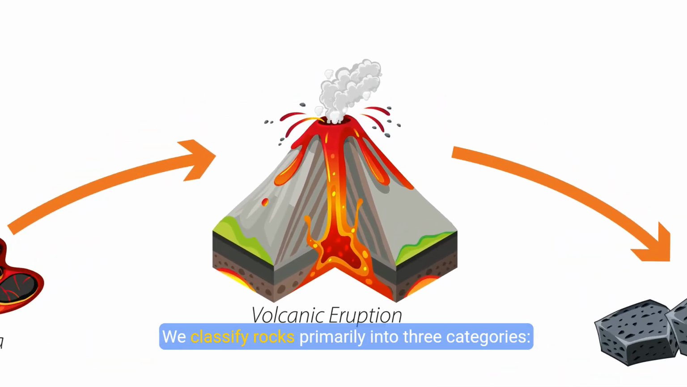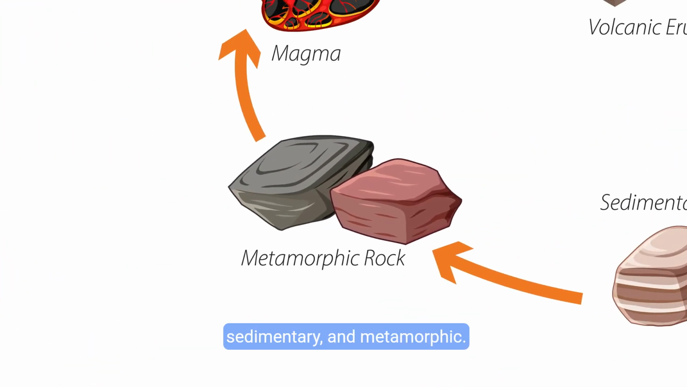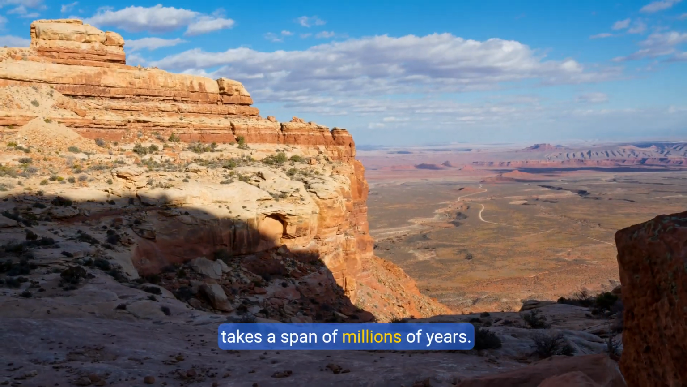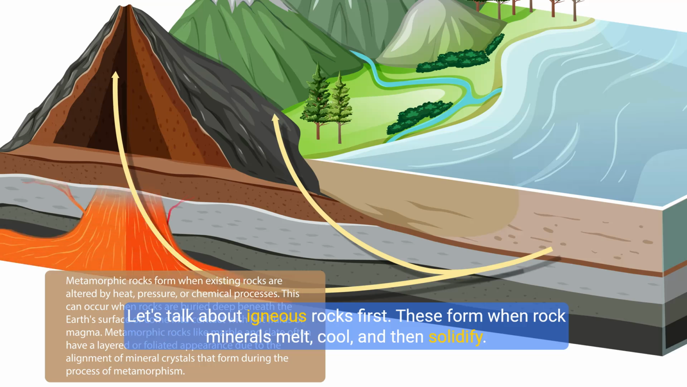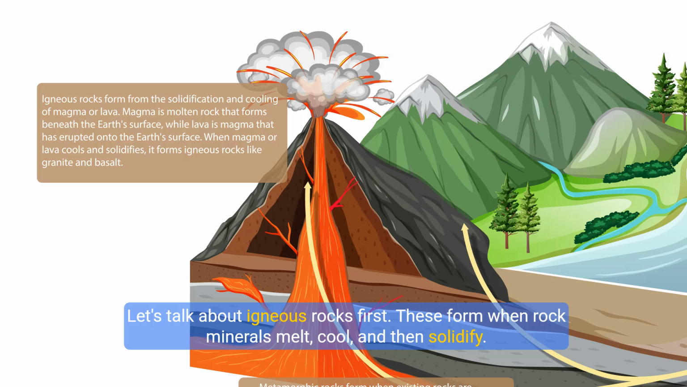We classify rocks primarily into three categories: igneous, sedimentary, and metamorphic. Each rock type has a unique formation process that takes a span of millions of years. Let's talk about igneous rocks first. These form when rock minerals melt, cool, and then solidify.